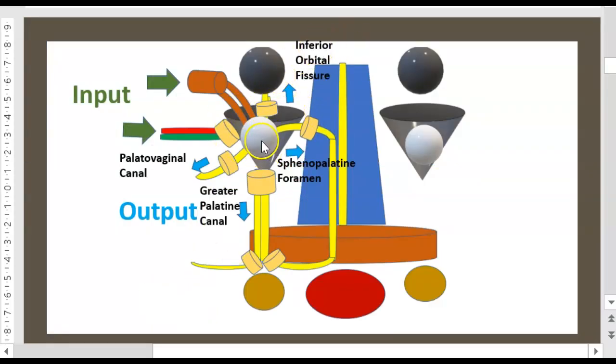The pterygopalatine fossa communicates with the orbit through the inferior orbital fissure. It communicates with the nose through the sphenopalatine foramen. It communicates with the palate through the greater palatine canal, and it communicates with the pharynx through the palatovaginal canal.